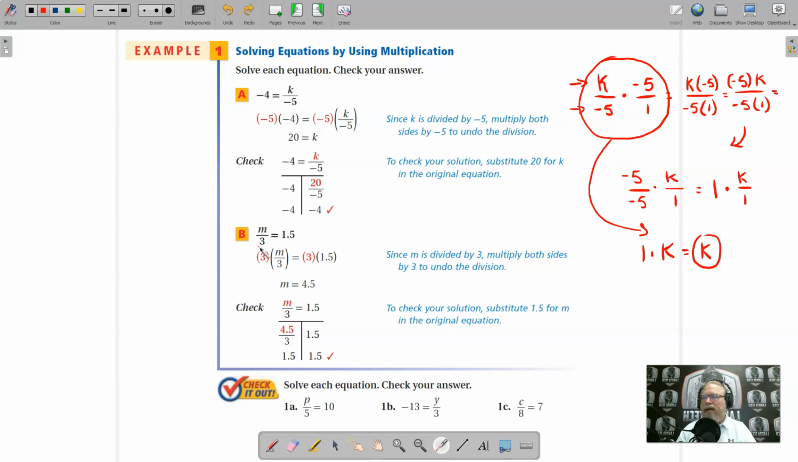On example B, here we have m over 3 equals 1.5, or m divided by 3.